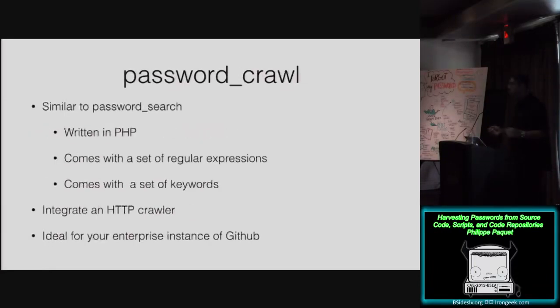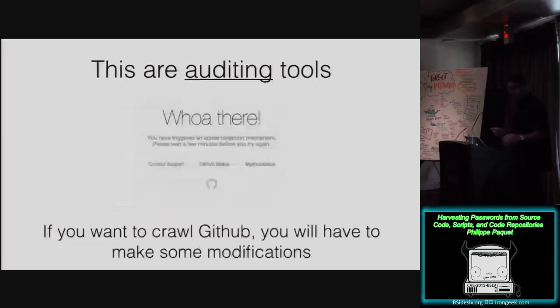The second tool is called Password Crawl. It's very similar, except that it integrates a web crawler. So when you have your enterprise GitHub repository that's private, you're going to point it at it, push a button, and you're going to get extraction of all the passwords or API keys you can find. Now, these are auditing tools.